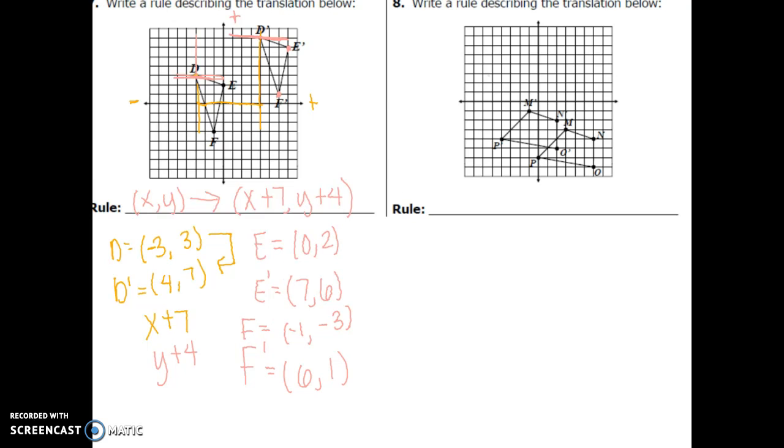Okay. I want you guys to try number 8. Keep in mind, this is M, and that's M prime. Another hint: for my y and my x, this is in the positive direction, that's in the negative direction. And of course, if we're going up, that's positive. If we're going down, that's negative. So keep that in mind and go ahead and write your rule.